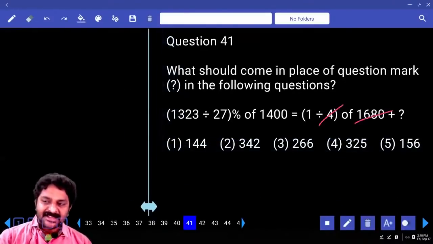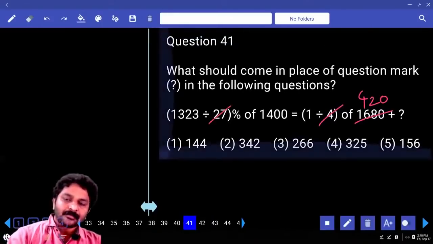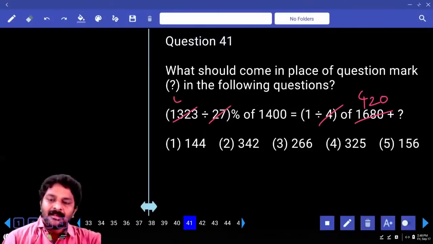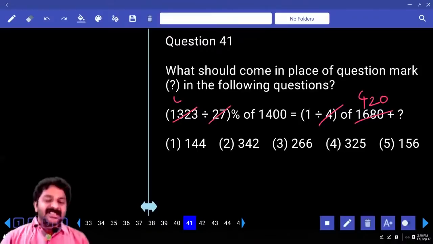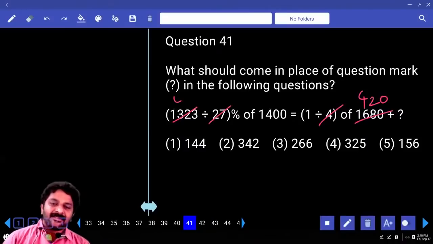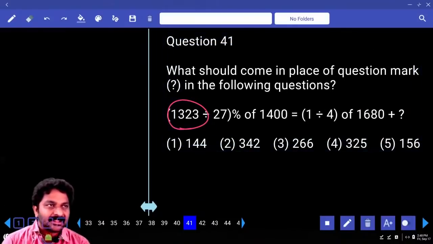4. How many times is right hand side number? 420. 27. Right. What is 100 times of 27? 2700. Half of that? Half of 2700. And this number is how much less than 1350?